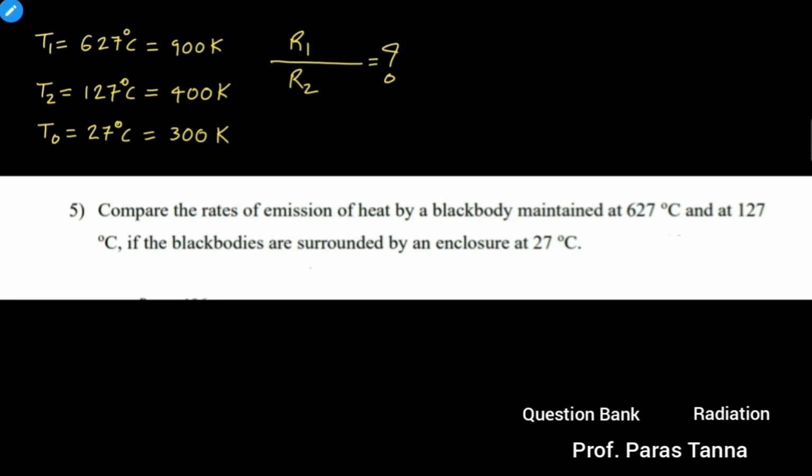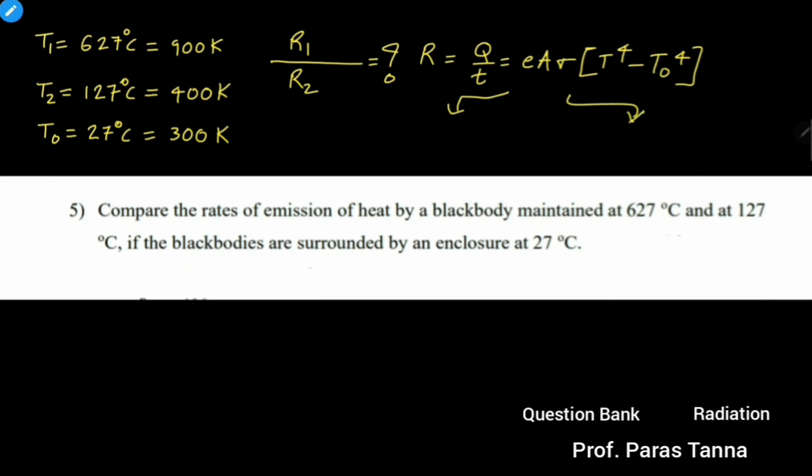Students, the general formula to find out the rate of emission of heat when temperature of surrounding is provided in the data goes like this: Q by T is equal to E A sigma, the whole into T raised to 4 minus T naught raised to 4. Let's say students, this ratio of Q by T is denoted by capital R. So we can use the same formula twice.